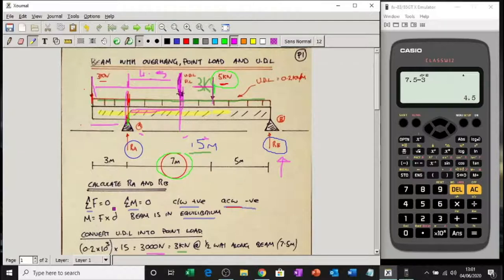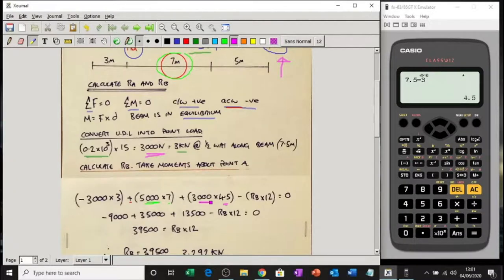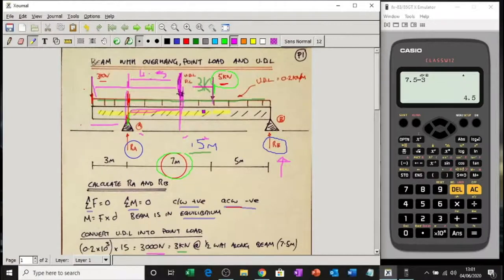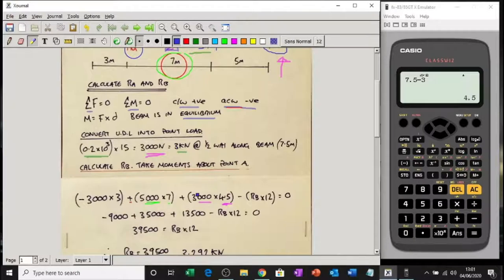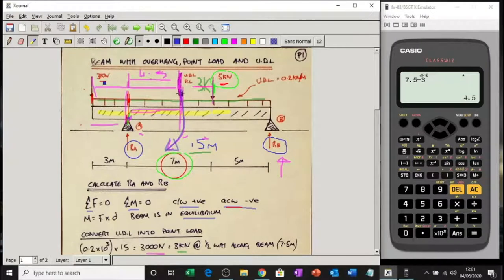So force times distance: 3,000 is the force, the distance is 4.5. So 3,000 times by 4.5. This force is trying to push this beam clockwise because it's pivoting on this point. That's why I've got a plus there. If it was going anti-clockwise, we'd put a negative in front of the 3. So we've got one force there which we've done, another force there which we've done, and the 5 that we've done. So that is the moments due to the forces that we know.